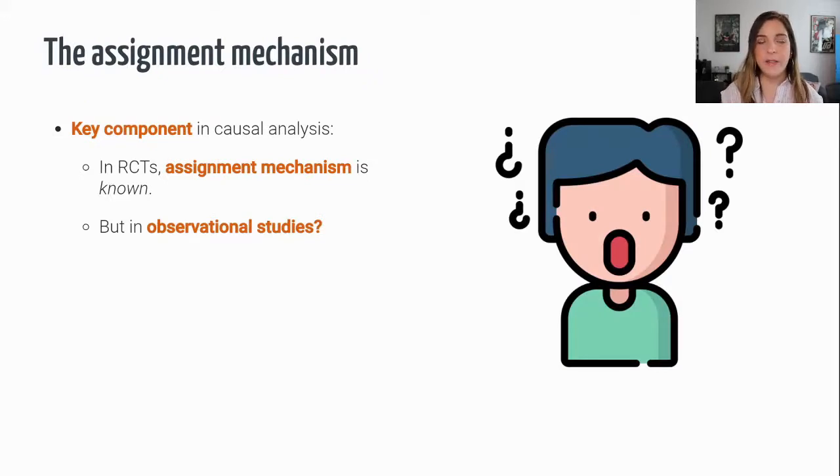So the assignment mechanism, and this is somewhere that I want to stop a little bit, is basically the key component of causal analysis. In randomized controlled trials, as we already discussed, the assignment mechanism is known. It's actually designed by the researcher, so we know exactly how it works for every person. But in observational studies, the main problem is that the assignment mechanism is sort of a black box. So what do we do when we don't know how people were assigned or self-selected to a certain extent into the study?